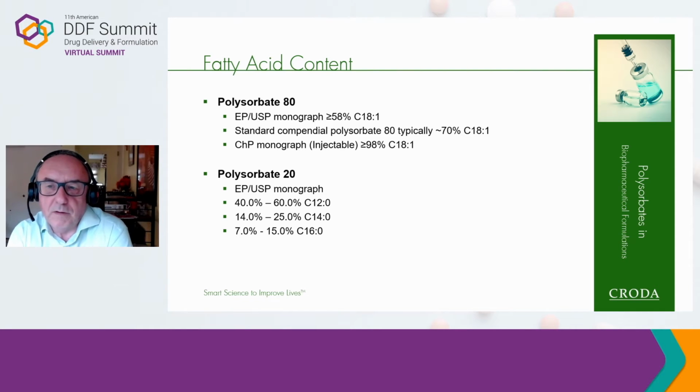With polysorbate 20, the mixture is more explicitly defined within the monograph specification. And in this case, the maximum lauric acid content level allowed is 60%. And there are ranges set for the other major fatty acids, particularly myristic and palmitic acid.